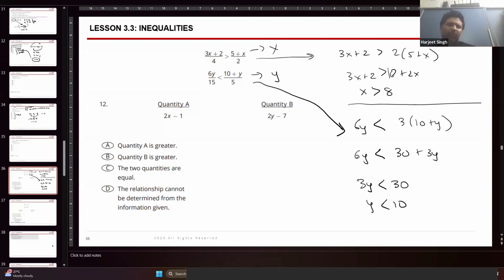So how will you tackle this problem now? Now that we have solved for the range of x and y, but quantities are not x and y here. Quantities are some other numbers or combinations of x and y. So your 2x minus 1, sorry, is quantity A. So let's solve this here. Can I say x greater than 8? Always bring it in this format, the quantity 1 format. So can I say you need 2x minus 1? First of all, I'll multiply by 2 on both sides and then subtract 1 from both sides. So can I say I get 2x minus 1 greater than 15?